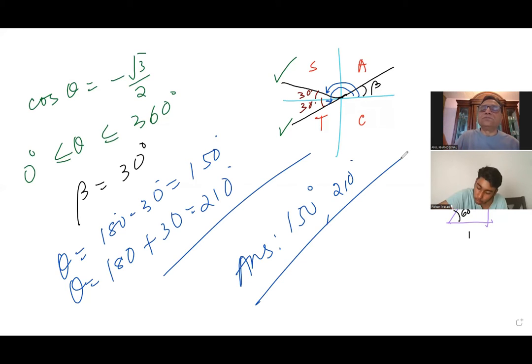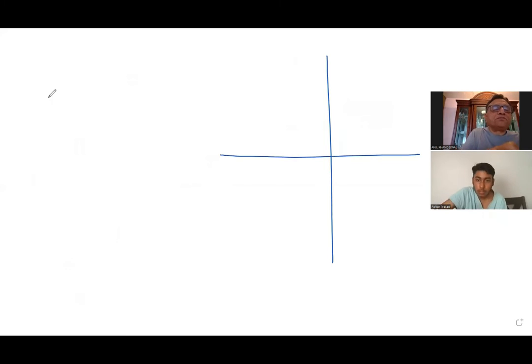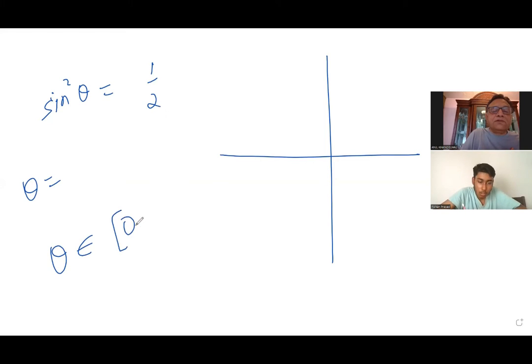Let me take you another question here. And this time, the question is, when sine square theta is equal to half, what is theta equal to? And we know we are looking for theta which belongs to this interval. See, I'm writing within square brackets. Do you see 360? It means that the angle is between 0 to 360 degrees. Can you tell me the answer now, please?